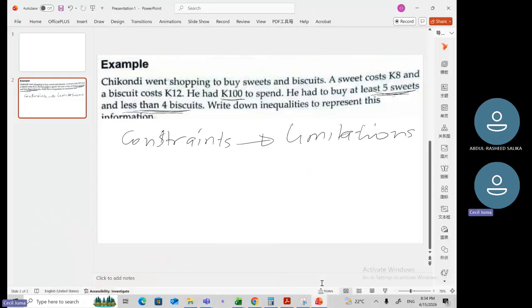So, choyambirira tikunena kuti you have to know my concentrates, and those concentrates need to be given a name, need to be known, okay? So in this case, we have 2 things that we have to buy. We have sweetie, that's number 1. Another thing that we want to buy, we have biscuit.